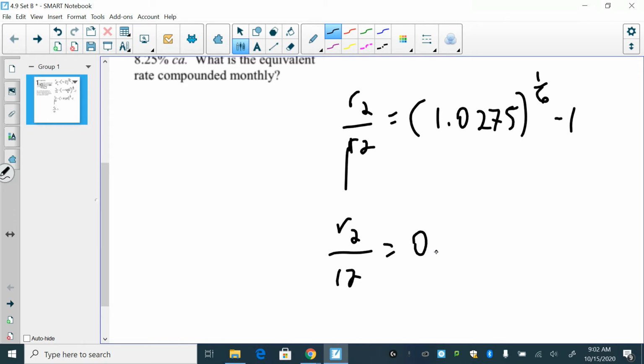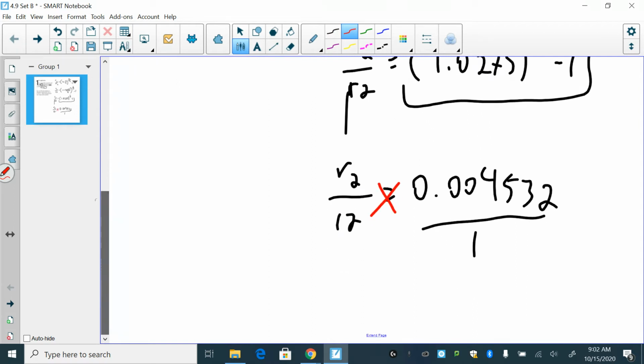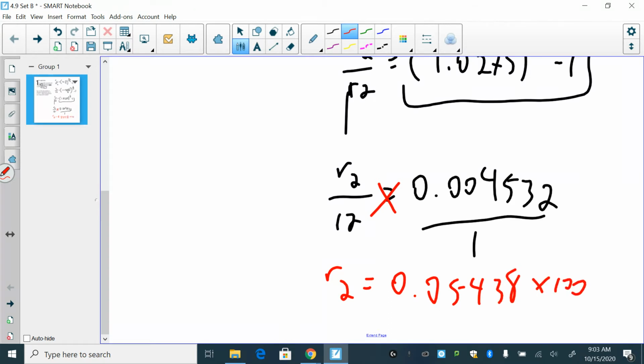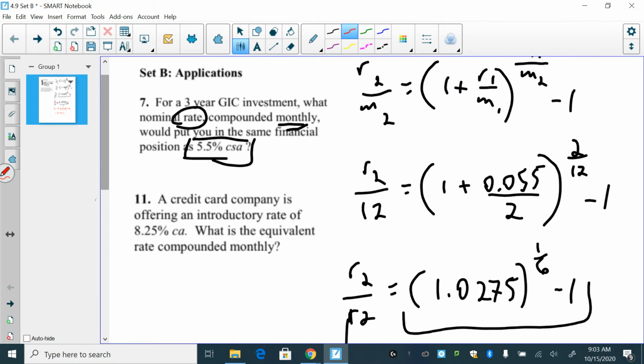So this part right here all worked out to 0.004532 basically over 1. Remember, you're going to cross multiply at this point. So I'm just going to go times 12. So my new rate as a decimal is 0.05438. Remember, multiply by 100, because I want to know the percent answer. So that's 5.44%.